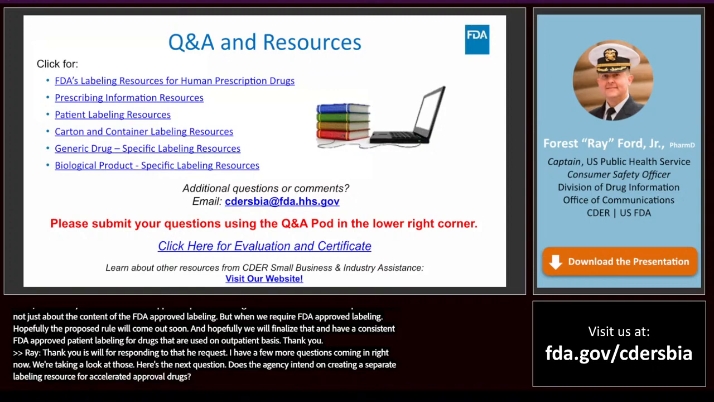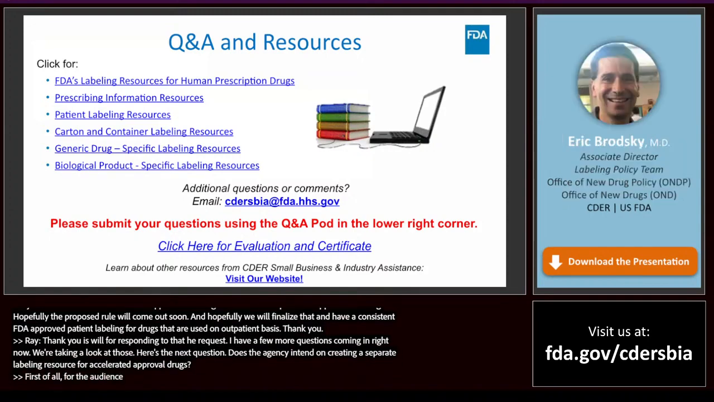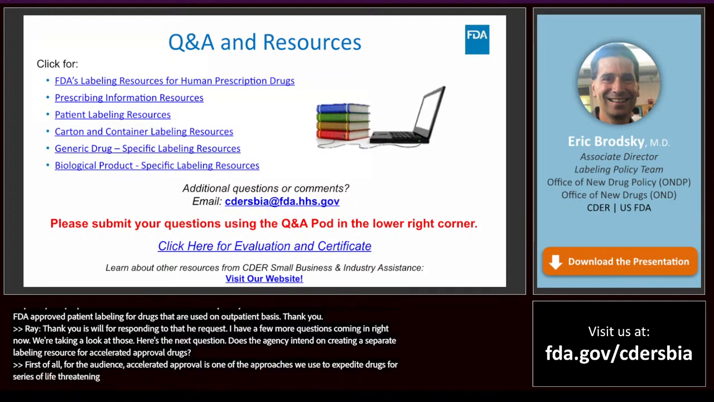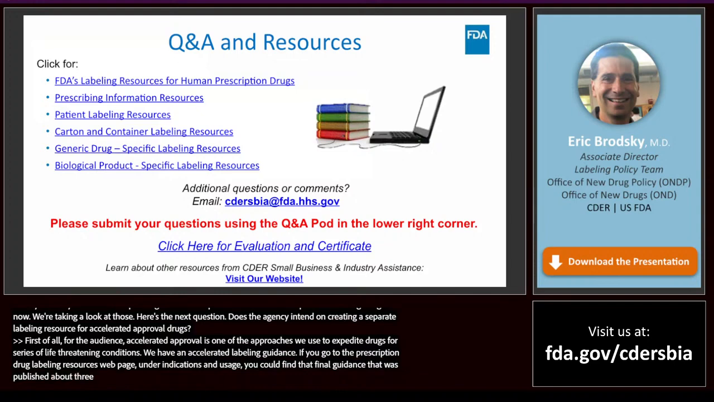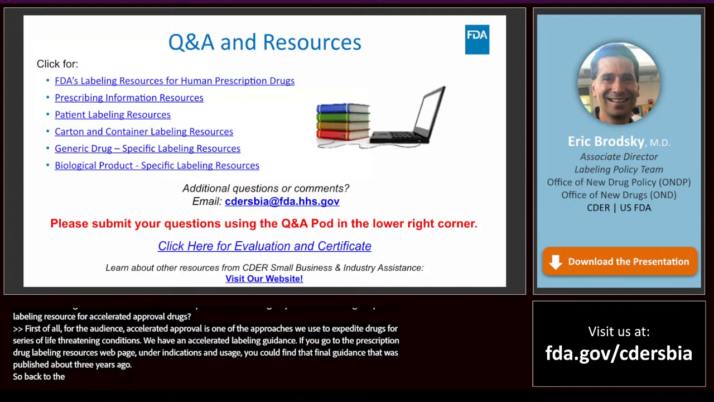So first of all, for the audience, accelerated approval is one of the approaches we use to expedite drugs for serious or life-threatening conditions. We do have an accelerated approval labeling guidance, and if you go to the Prescription Drug Labeling Resources webpage, under indications and usage, you could find that final guidance that was published about 3 years ago. So back to the question, we actually do have an accelerated approval database, and it includes information about the drug.